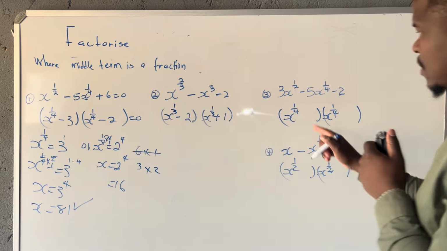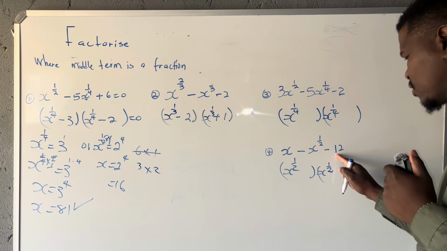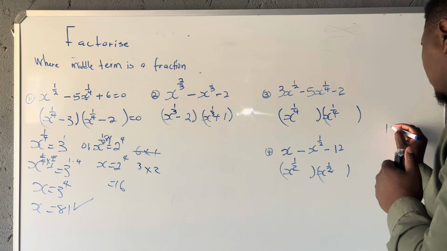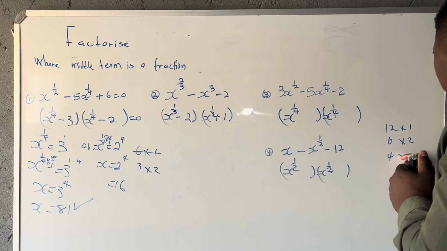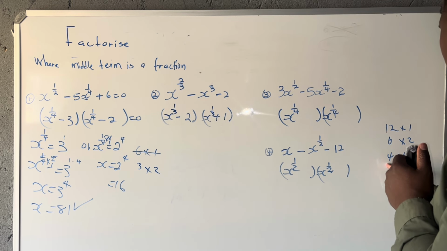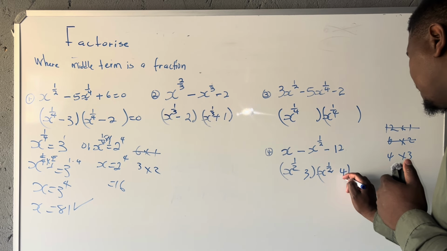Now, let's come to this one. This one, I'll do it at the end. Factors of 12 that can give us 1. We've got 12 times 1. We've got 6 times 2. We've got 4 times 3. But 4 minus 3 can give us 1. So now that means these ones are out. So I'm having a 3 there and a 4.